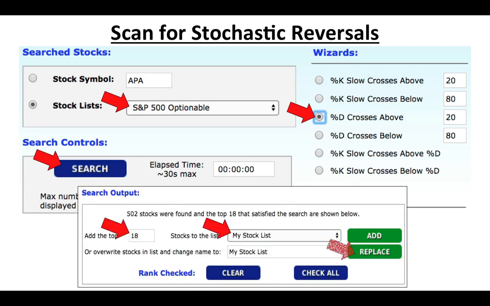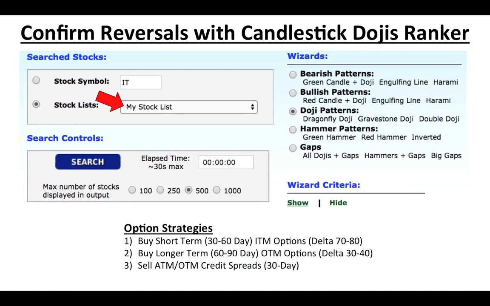Then we took my stock list and we fed it into the candlestick dojis ranker. We selected doji patterns, which is one of the reversal patterns, and we clicked search. It gave us one particular case study, which ended up being a winner, and that's how you do it. So that's an example of how you can use candlesticks and also combine other rankers within Tom's Tools.